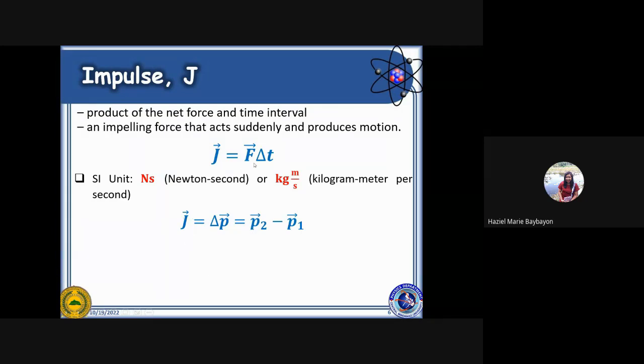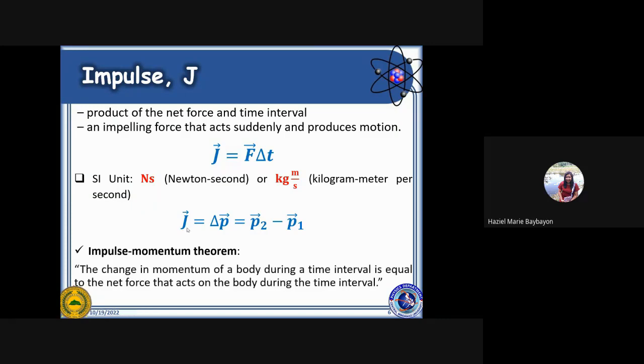Okay? So for example, if you want to know the impulse and you are given the force as well as the time, then you can use this equation. But if you are only given the mass and the initial and final velocity, then you can get the initial momentum and final momentum and get the impulse. Okay, so this is the impulse momentum theorem. This equation basically is the impulse momentum theorem, which states that the change in momentum of a body during a time interval is equal to the net force that acts on the body during the time interval.